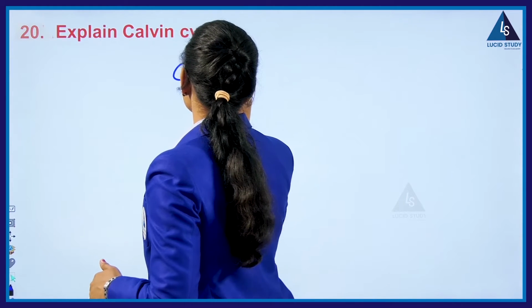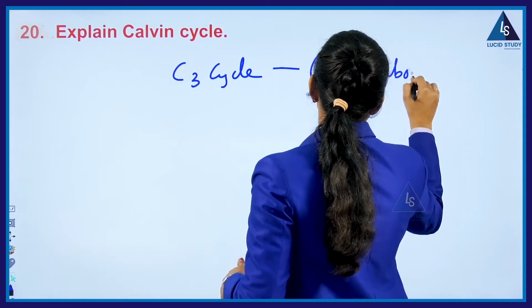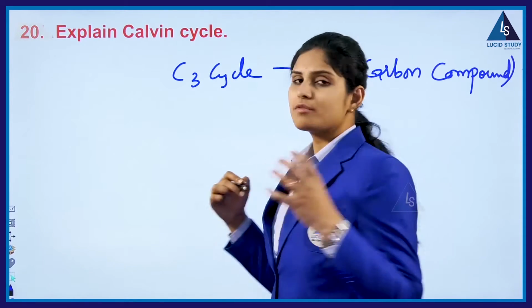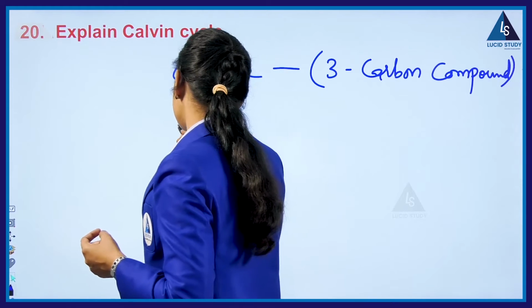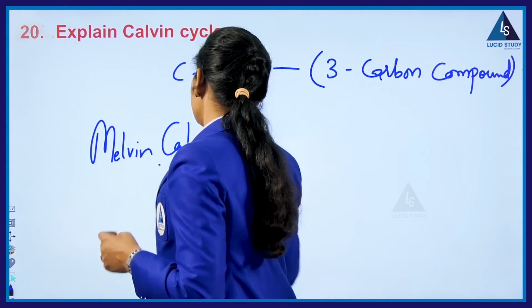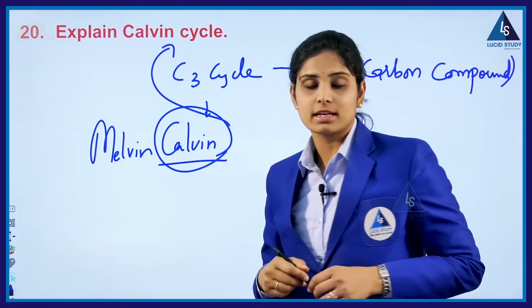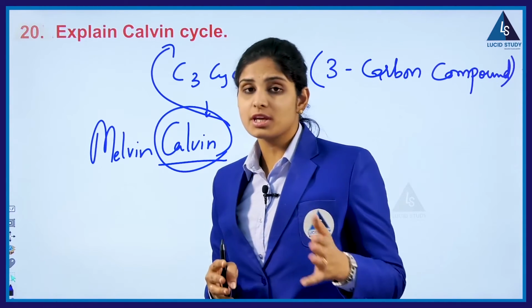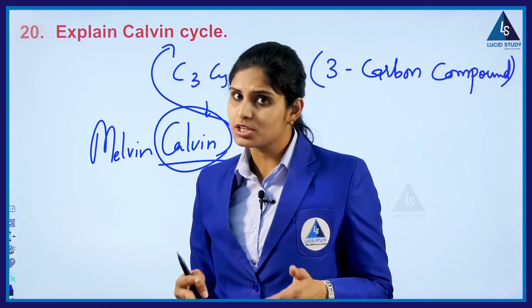So it is the C3 cycle, as there is a formation of a 3-carbon compound, and also it is named after the scientist Melvin Calvin, so after him the name was given as the Calvin cycle. It is divided into 3 major phases called carboxylation, reduction and regeneration.